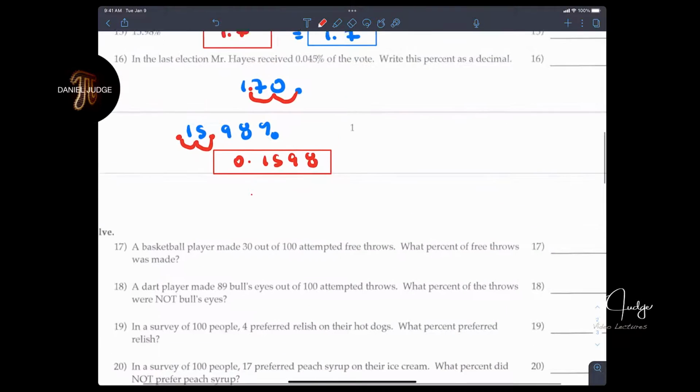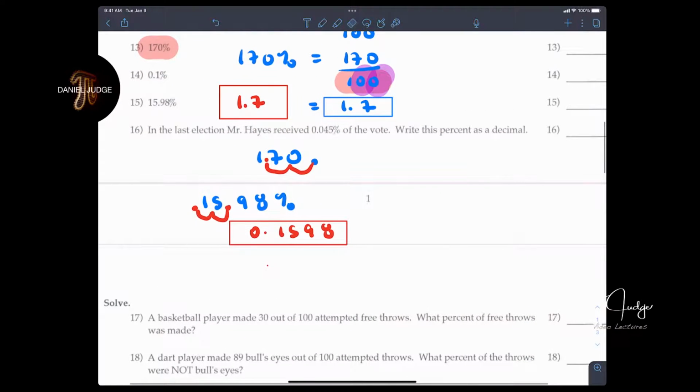Okay. So that leaves us to 17. So I'm going to go back here. We're going to erase this.